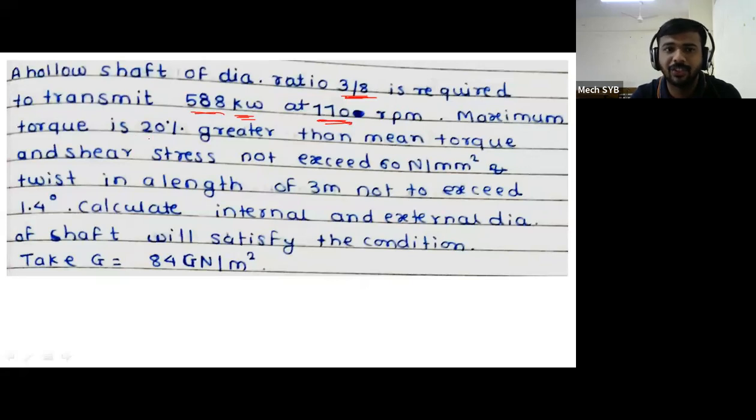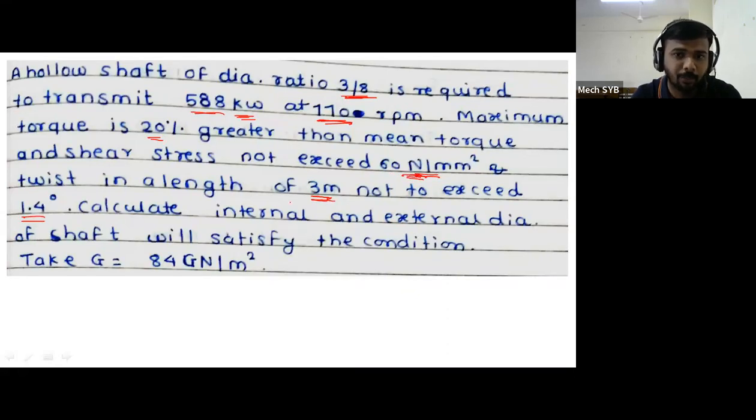The maximum torque is 20% greater than mean torque. Shear stress is not to exceed 60 Newton per mm square and twist in a length of 3 meter, not to exceed 1.4 degree. But just a maximum shear stress is not to exceed 60 Newton per mm square. That means this is the maximum shear stress value.